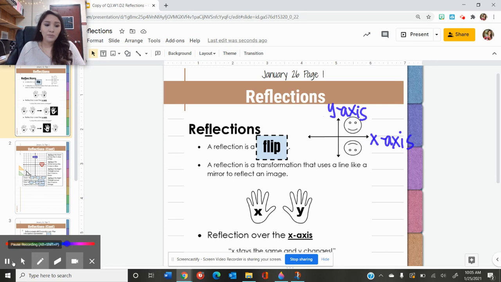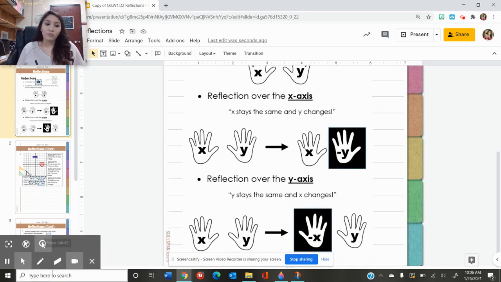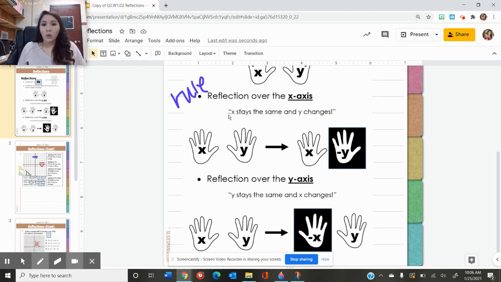So looking down at the bottom, we have our first rule that helps you memorize how to write an algebraic representation. So if you're reflecting over the x-axis, your x stays the same and your y changes. Now we represent a change with a negative sign. It doesn't mean that the value became negative, just that we're representing a change. So this would be x comma y, and it would transform to x comma negative y. We keep x the same and we change the y, so it's represented with a negative. This is how an algebraic representation, when it's reflected over the x-axis, would look.